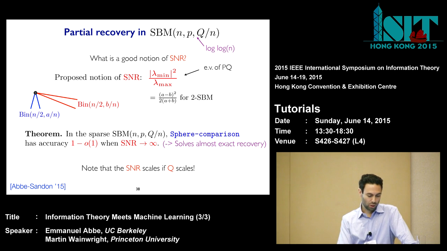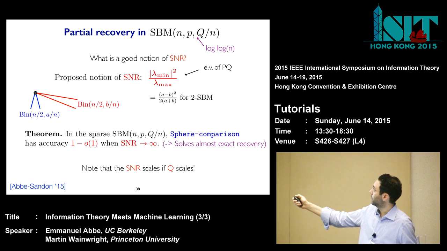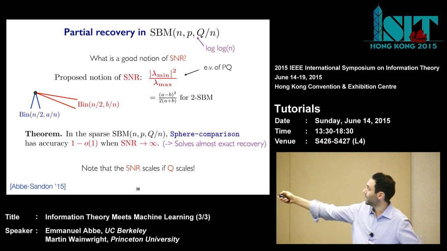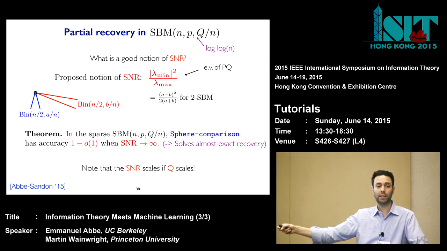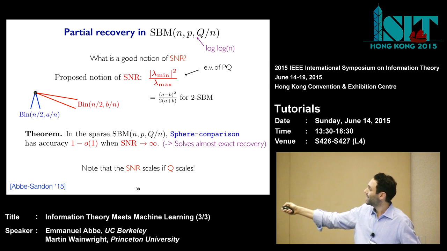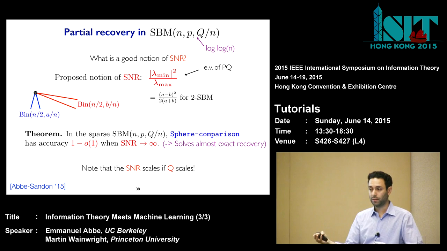So why is this a good notion of SNR? First of all, what does it mean in terms of two symmetric communities? In that special case, this exactly reduces to the ratio that shows up in the detection result that I presented previously. So if that SNR is more than 1, you can hope to detect. And now the question is: if you are above 1, how much can you detect?